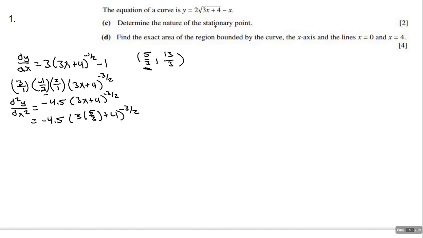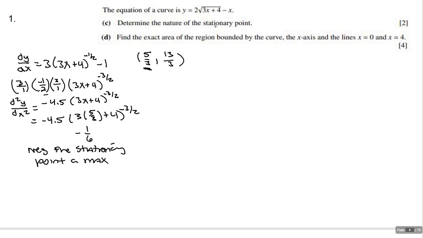Okay, awesome. Hopefully you did that, and if you did, you found out that this is going to equal negative 1/6. Now, we don't care what the number is. All we care about is whether it's negative. If it's negative, then the stationary point is a maximum. Basically, think of it like this.